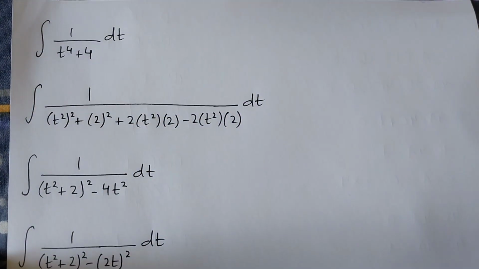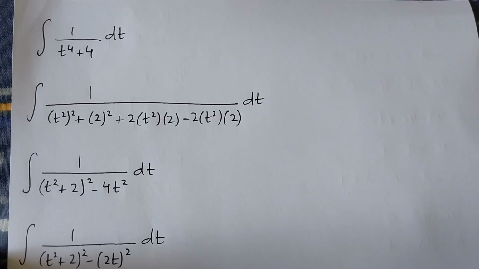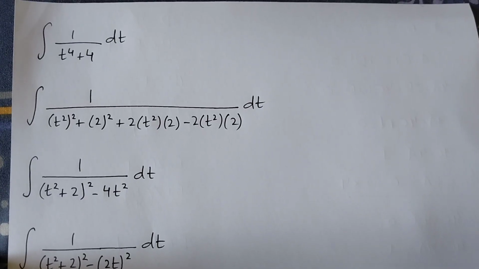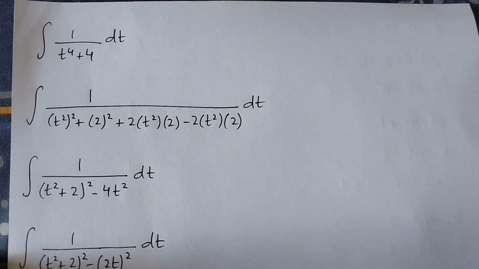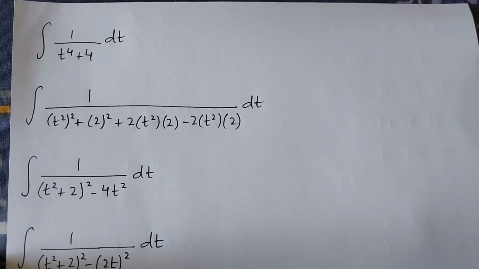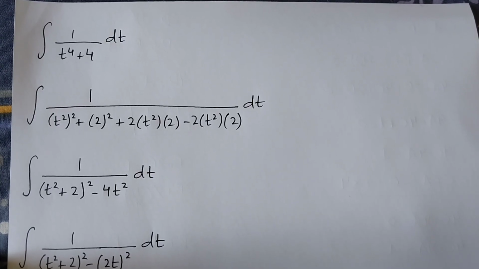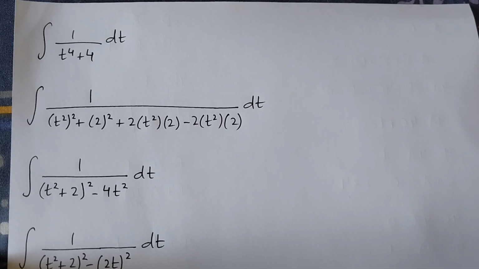So today we are going to integrate 1 over t^4 plus 4 with respect to t. We can see that we have two terms in the denominator, t^4 and 4, and both of them are perfect squares, which means that they can be written in the form of squares. So we will write them. It basically gives us the hint that a square can be completed in the denominator.